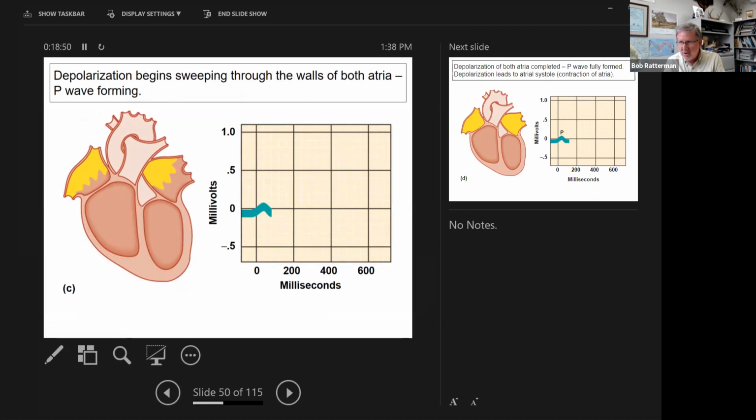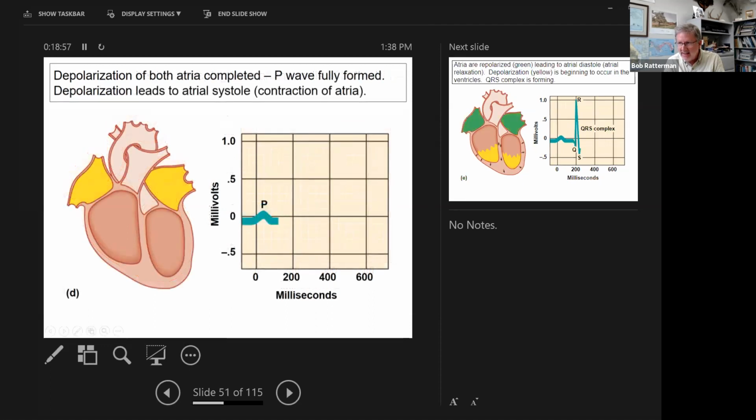And once those two atria are fully depolarized, that is going to be picked up on the ECG as the P wave, the first little part of the EKG. This, we said, leads to atrial systole or contraction. Okay. So the P wave of an ECG is depolarization of both atria.